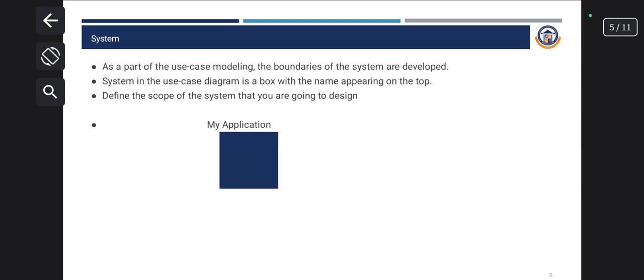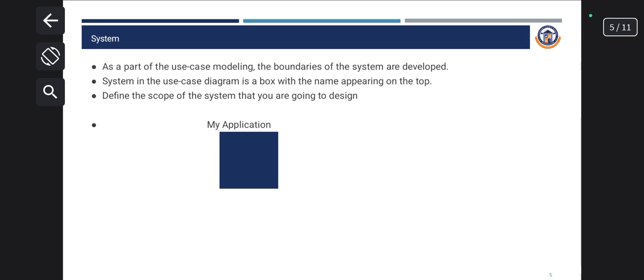The system boundary clearly shows the scope of the project. So all the use cases inside the box belong to the system. So all the actors remain outside the box. So the system boundary helps avoid confusion regarding what features are included in the project and what features will not be added in that particular project. So it also avoids unnecessary additions or deletions based on the use cases.